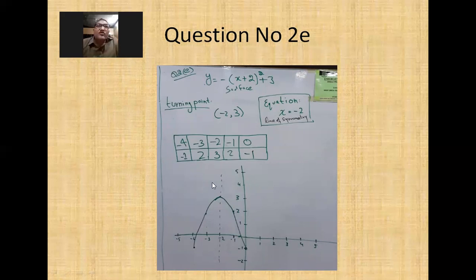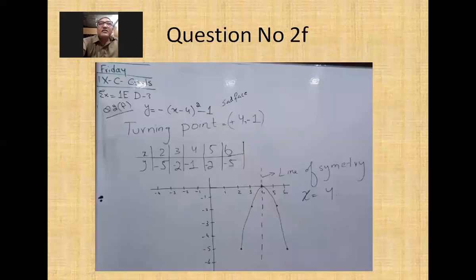So then I will draw a vertical line passing through the turning point, and that will be the line of symmetry. And this line of symmetry is a vertical line, so its equation is x equals a constant, and that constant is -2. So the equation will be x equals -2. That's the line of symmetry. So that is question number 2E part.